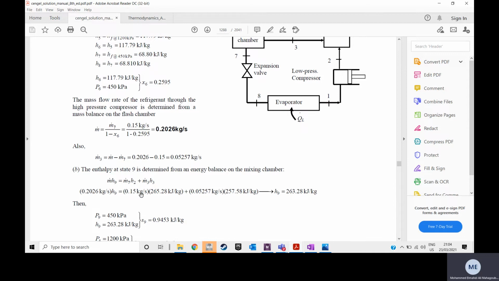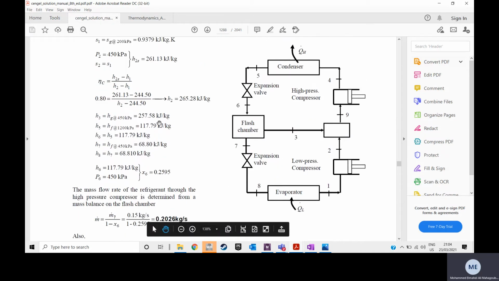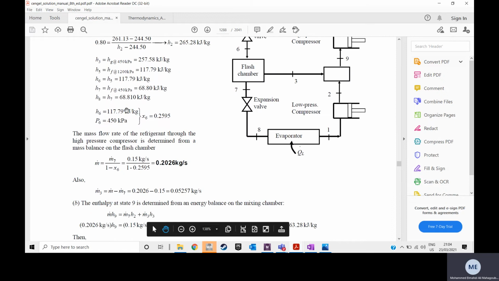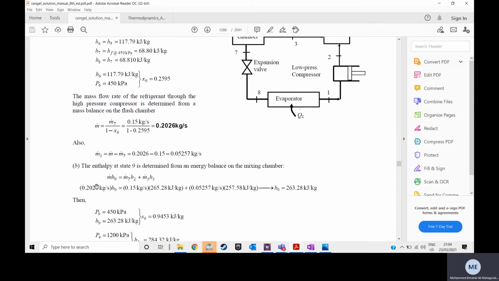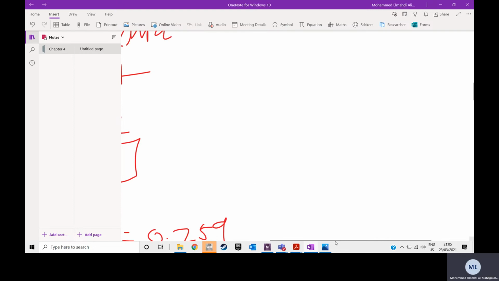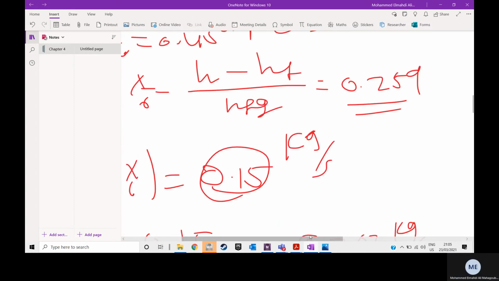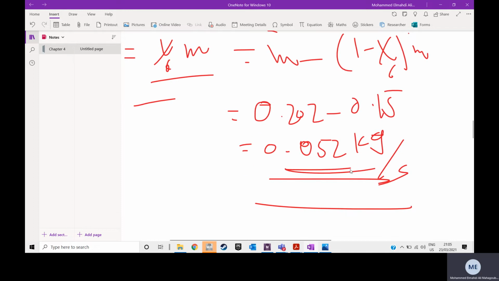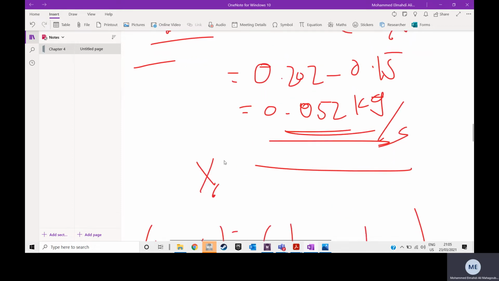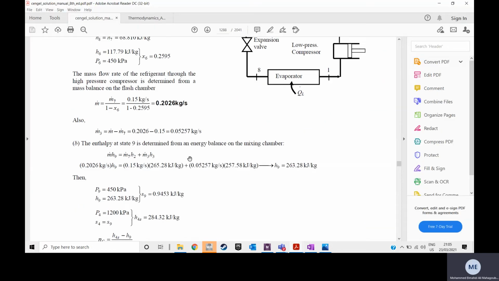This one is 0.15, because it is 1 minus x6, the x6 that he found before. And this one is going to be the total minus this. So you remember 0.525, we did it. We worked this part only. As I told you, either you can subtract them, or you can say that it is x6 multiplied by m dot total. Either this or that.